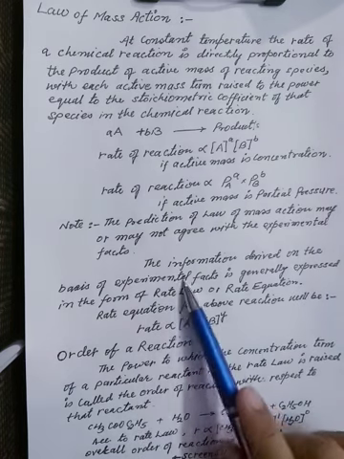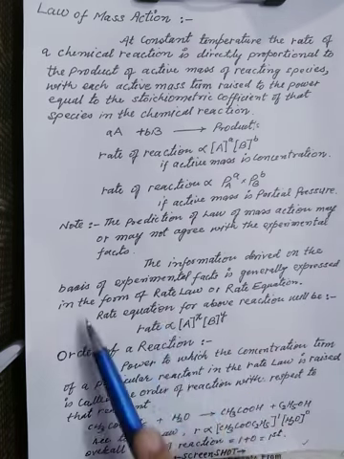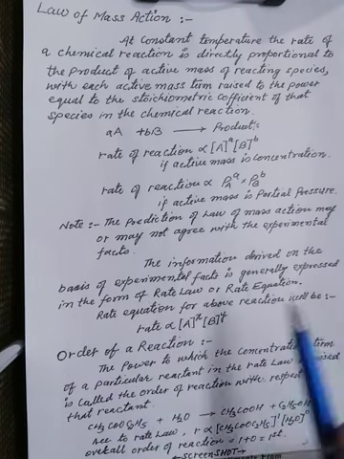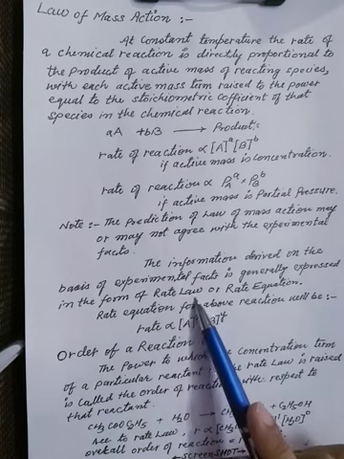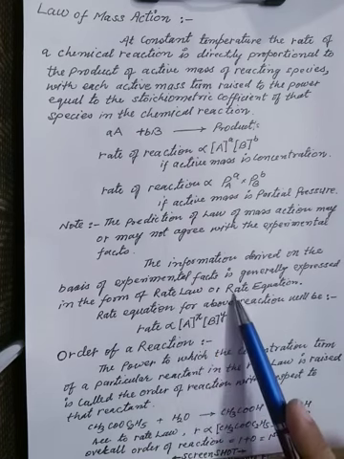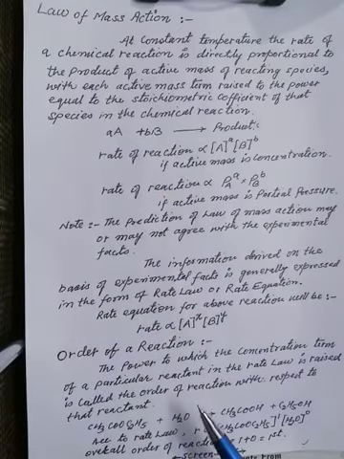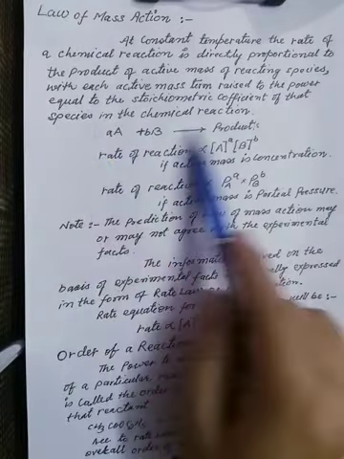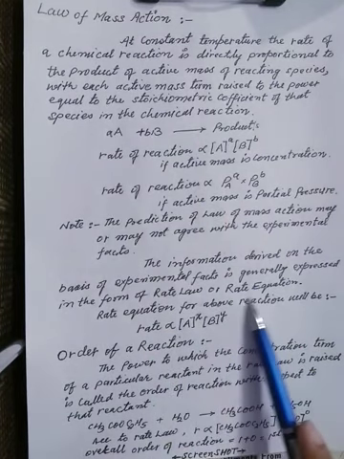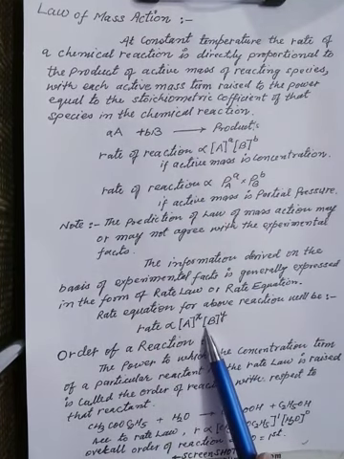Now, the information derived on the basis of the experimental facts is generally expressed in the form of rate law or rate equations. So here is the difference between rate law or rate equation and the law of mass action: the law of mass action gives the theoretical value, and the rate law or rate equation gives the experimental fact.